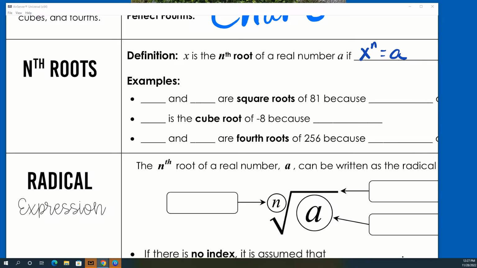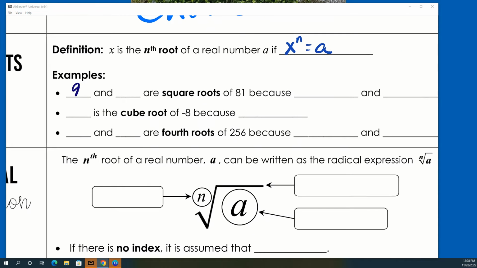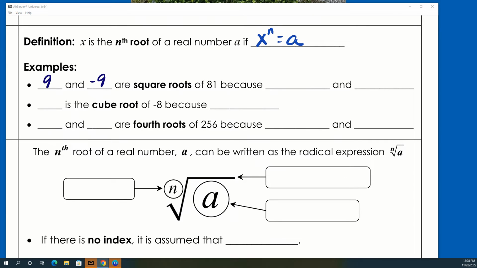Right? So if we wanted to find the square roots of 81, we would think, what do you square to get 81? What do you think? 9. And there's actually another number you can square and get 81. It'd be negative 9. So 9 and negative 9 are square roots of 81, because 9 squared is 81 and negative 9 squared is 81.